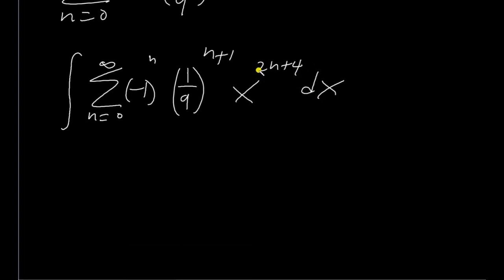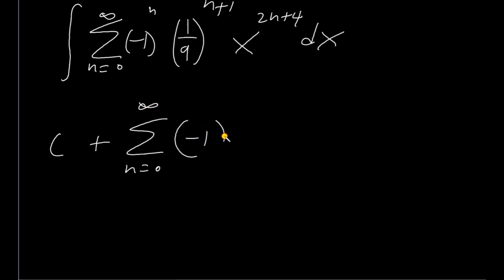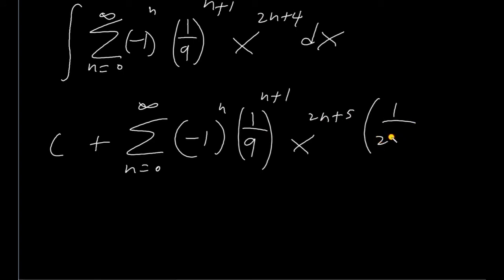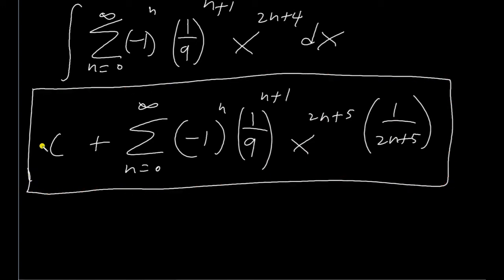Yeah, so basically, we're really going to treat this just like a number. We're going to increase it by 1 and divide by that number. So we'll get, and don't forget your constant c, by the way, so we'll have c plus the sum, and I'm putting the c at the beginning instead of at the end, because I don't want to put a giant parentheses around it. -1 to the n, 1/9 to the n plus 1, x to the 2n. So we're adding 1 to this, because it's an integral. So we'll get 2n plus 5, then we'll divide by the 2n plus 5. So we'll get 1 over 2n plus 5. And that is the power series for the integral of f of x, like so.